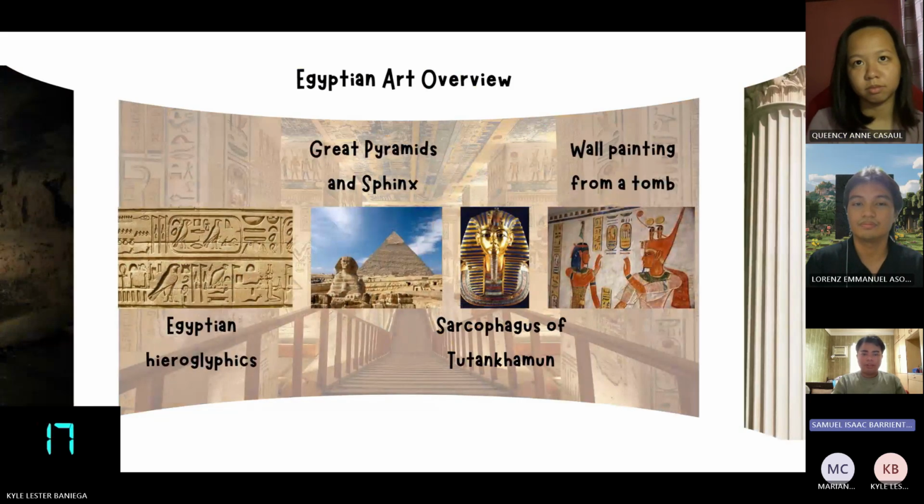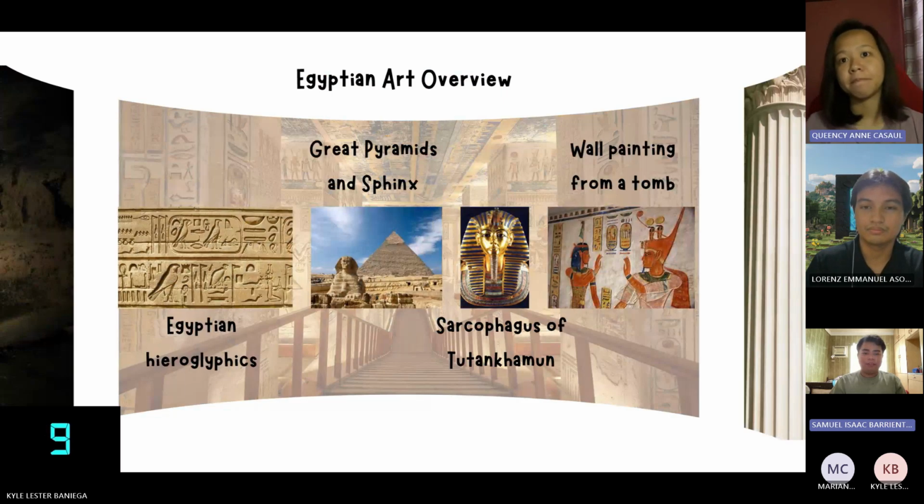So, for the Egyptian art overview, Egyptian art flourished for over 3,000 years, emphasizing order, symbolism, and the afterlife. Artworks were made to honor gods and preserve the dead's journey beyond.